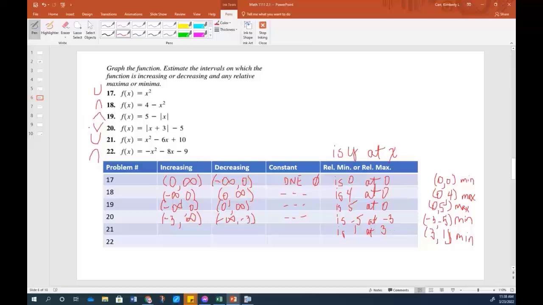Now, traveling this on number 21 from left to right, I'm decreasing first. So I'm decreasing from negative infinity to the x value of 3, and then increasing from 3 to infinity, and the thing was never level.